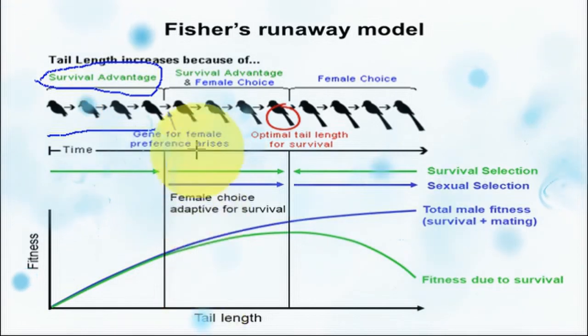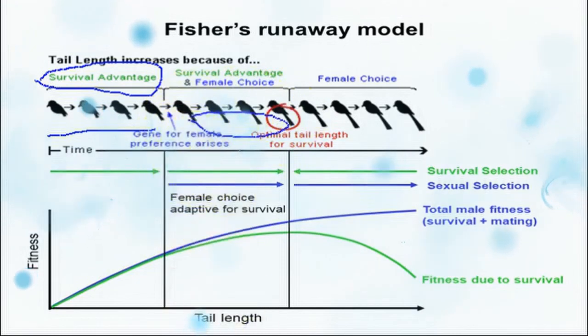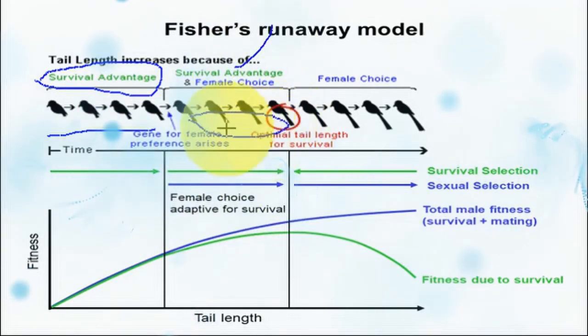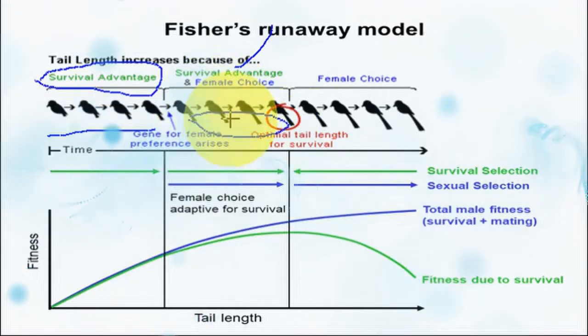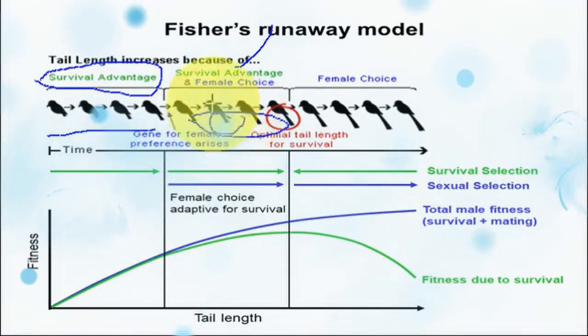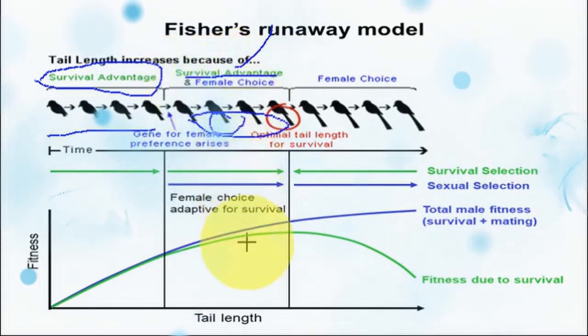When it grows, or when it gets a longer tail, it gets the attention of the females and a chance to reproduce. Thus, what does it mean? It means it gets a survival advantage as well as female choice. This moderate length of tail gives it a chance to mate with the females, and also since it can manage with this tail, it can survive. It is getting an advantage of survival.